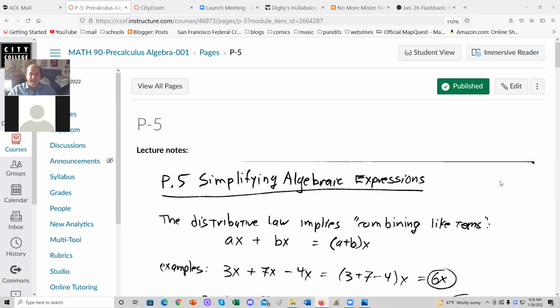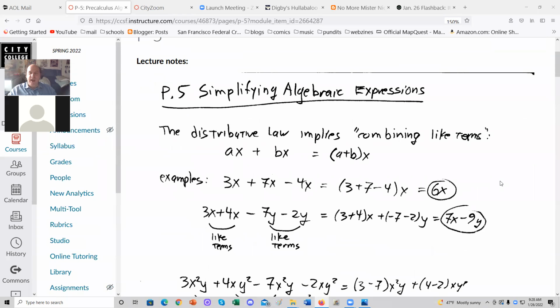We proceed. This is section P5 about simplifying algebraic expressions. The distributive law says that ax + bx = (a + b)x. Actually, the distributive law is usually written like this backwards, from this left side to this right side. If you write it backwards from right side to left side, that's called combining like terms.